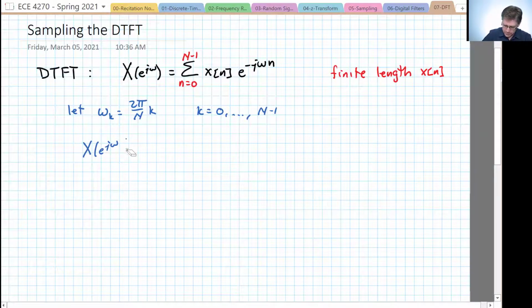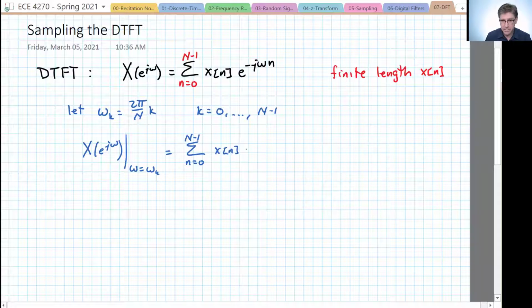So now if we take our DTFT and evaluate that at omega equals omega k, then we have the sum from n equals 0 to N minus 1 of x of n e to the negative j 2 pi over N k times n, which is identically equal to X of k.